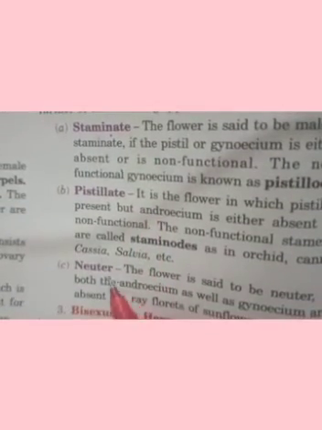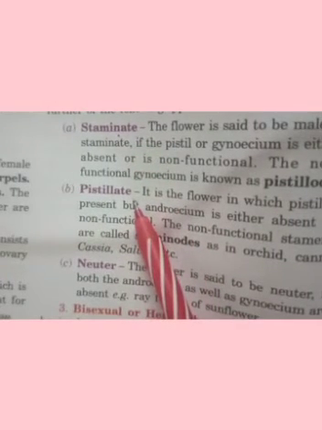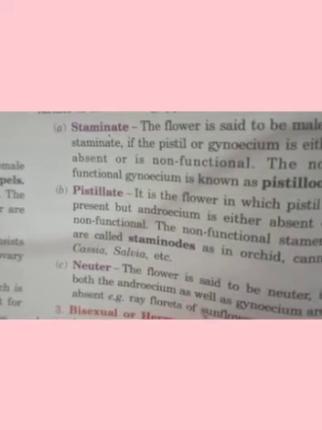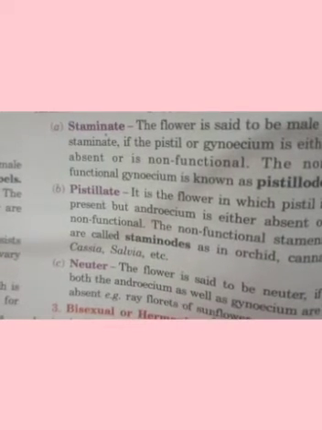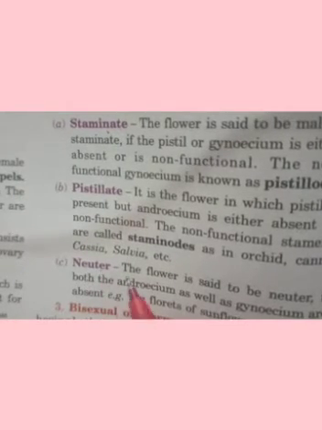Next is your neuter. If both stamens and pistils are absent, then the flower is said to be neuter. If both androecium and gynoecium are absent, then it is called neuter flower. And what is naked flower? If calyx and corolla are absent, then it is called naked flower.